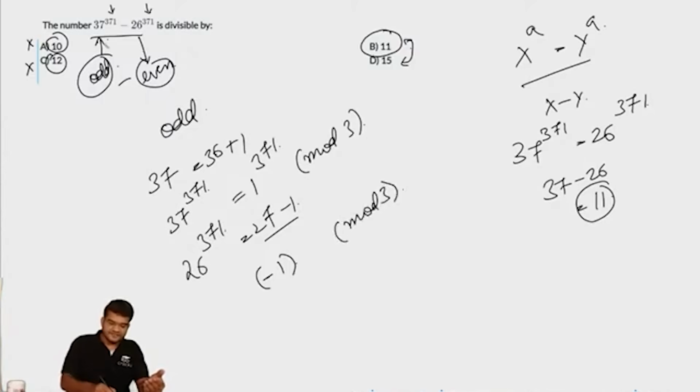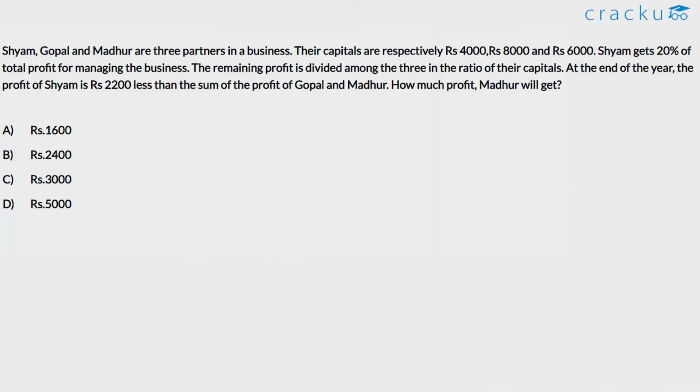Essentially, when you take 37 to the power 371 minus 26 to the power 371 and find the remainder when it is divided by 3, the remainder will be 1 minus of minus 1, which is basically equal to 2. So you know that this number is not divisible by 3. So it will not be divisible by even 15. And so the answer, even by elimination, will be option B, which is 11.